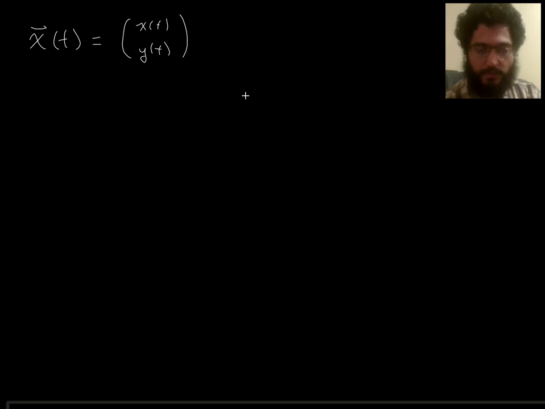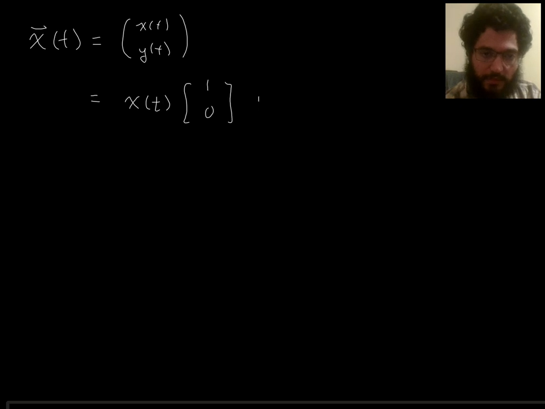So often when we write x of t with a vector symbol above it, we're referring to this package of two functions, two unknown functions that we're trying to solve for when we solve a differential equation. So we're sort of packaging them together like this. And you can view this as a linear combination of the vectors 1, 0, and 0, 1, with the functions as the coefficients.